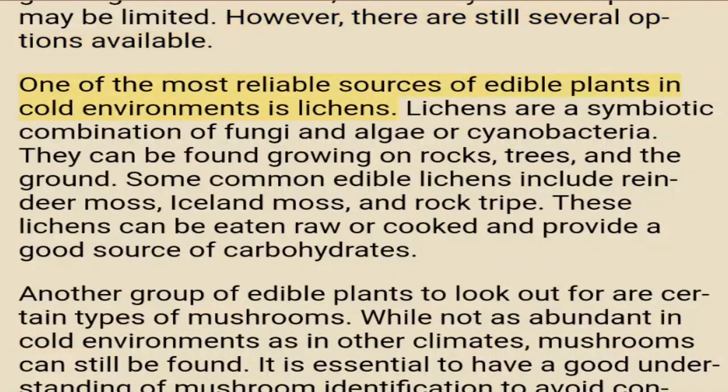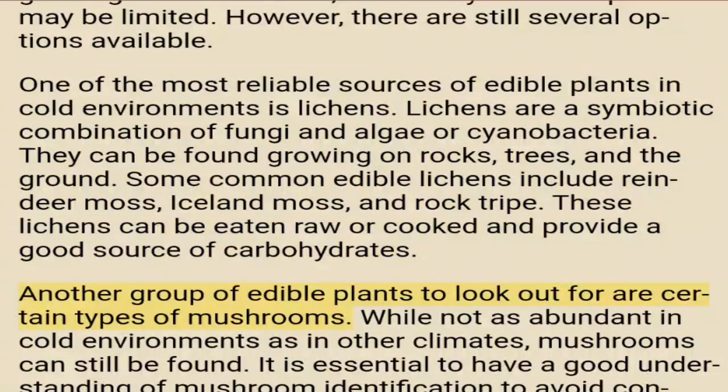One of the most reliable sources of edible plants in cold environments is lichens. Lichens are a symbiotic combination of fungi and algae or cyanobacteria. They can be found growing on rocks, trees, and the ground. Some common edible lichens include reindeer moss, Iceland moss, and rock tripe. These lichens can be eaten raw or cooked and provide a good source of carbohydrates.